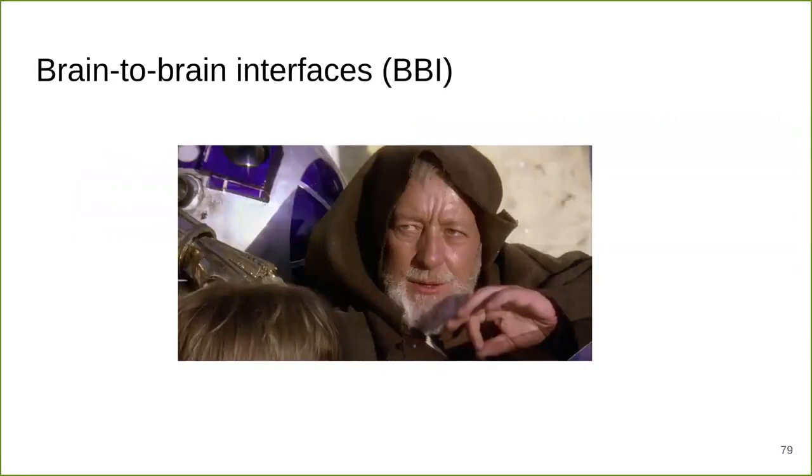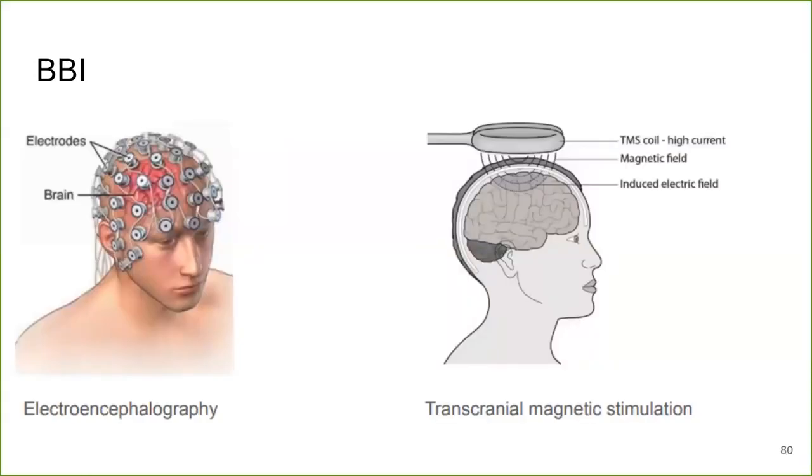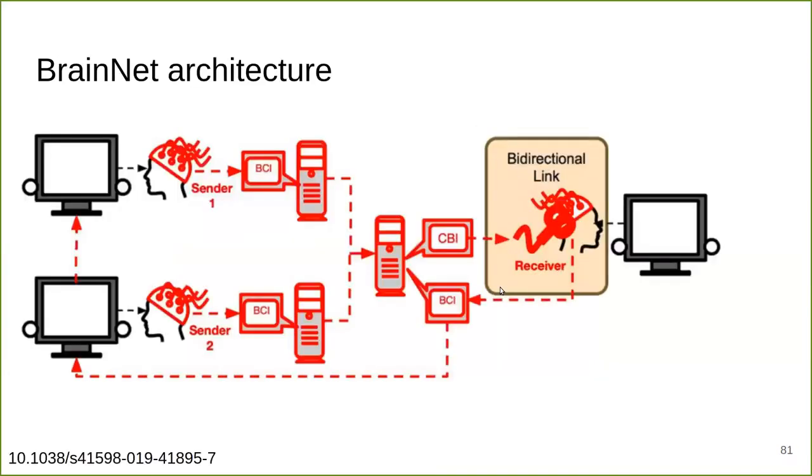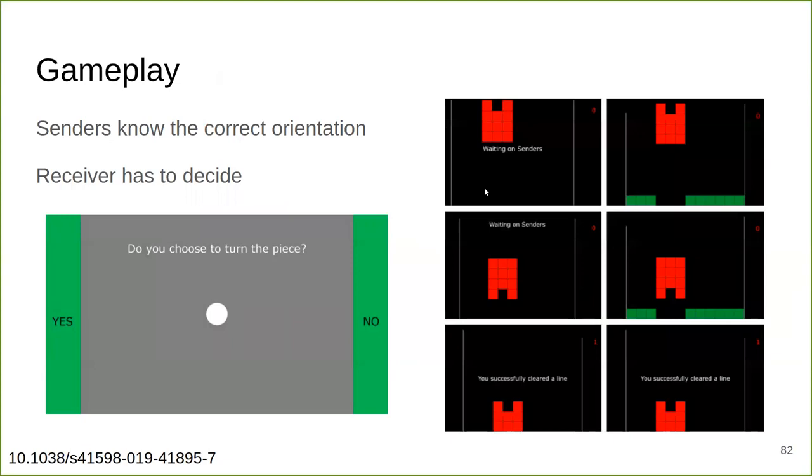And the very strange example, and the last for this lecture, is the strange setup where you can connect brain to brain with the usage of a computer as an intermediate. It was done in this particular paper where people used electroencephalography and transcranial magnetic stimulation to connect 3 people. The way it worked is that these 3 people played a game, and they had 2 senders who had the full information, and a receiver that had to perform an action. So it was a Tetris-like game.